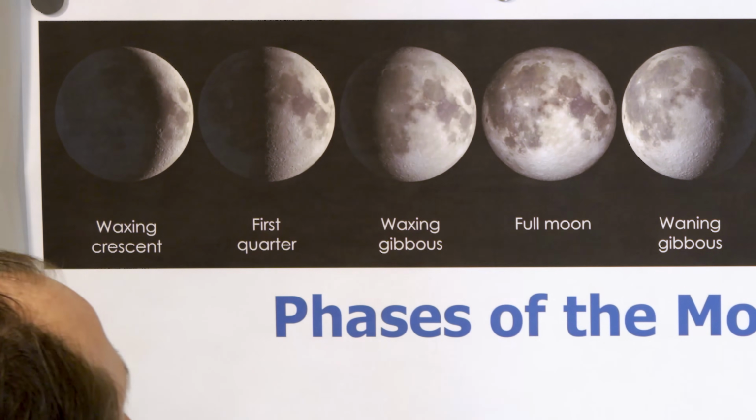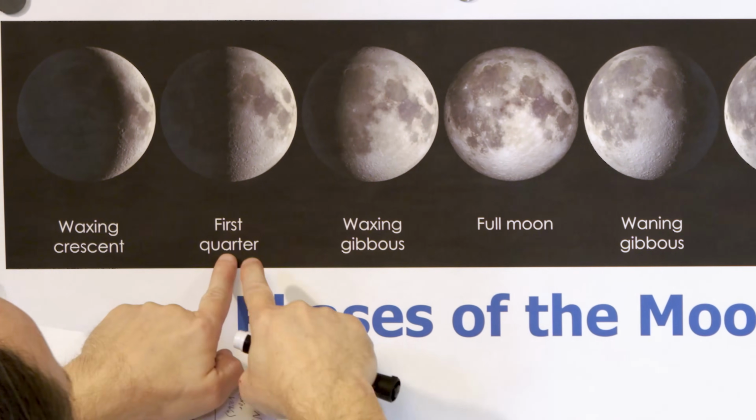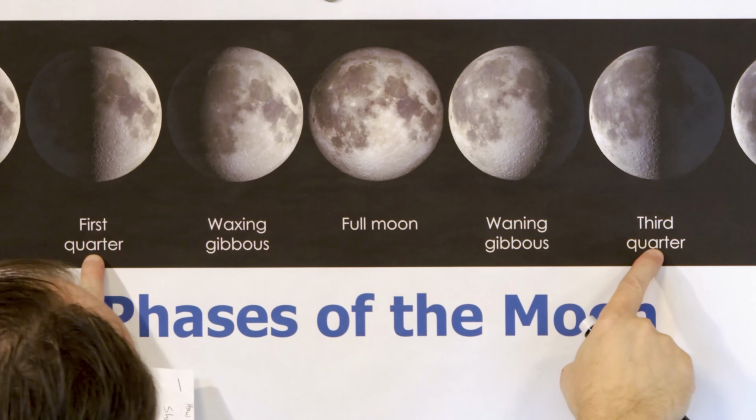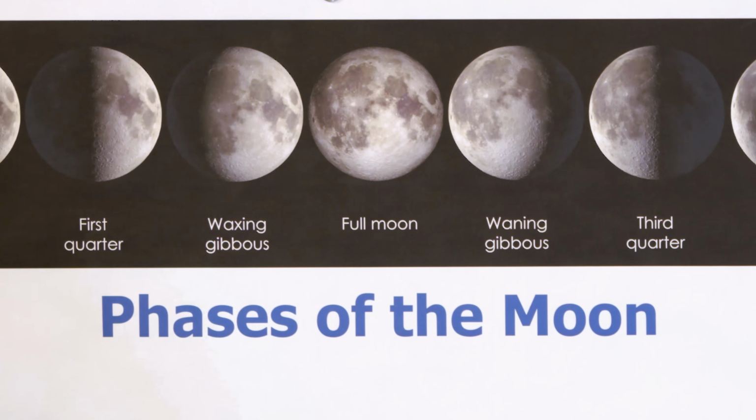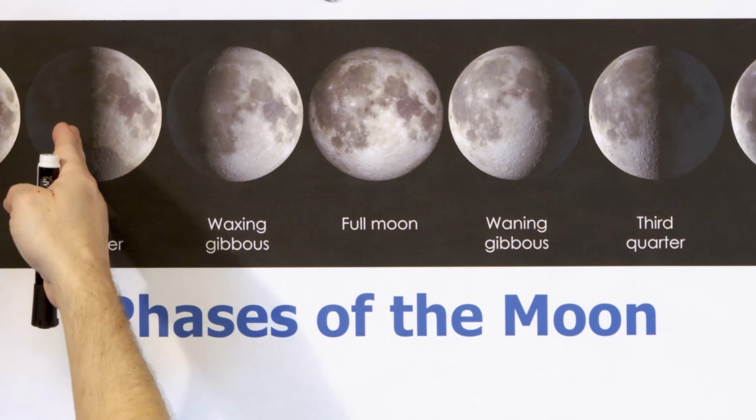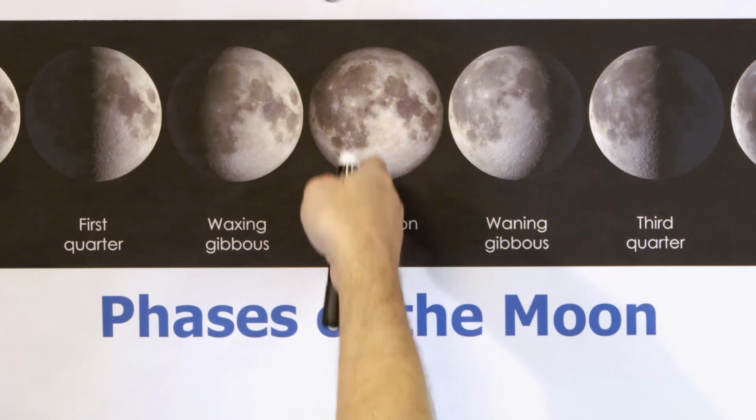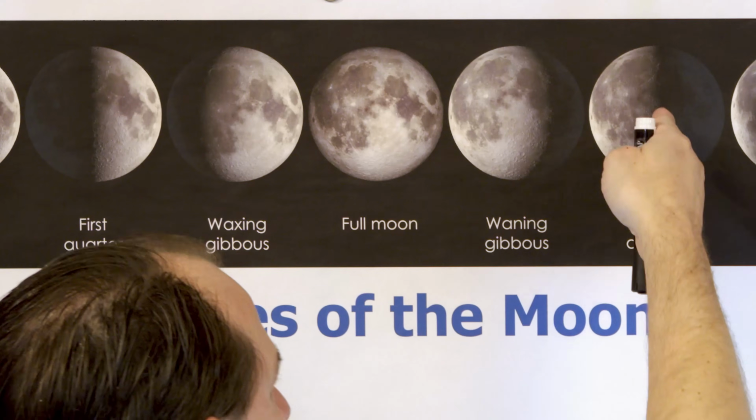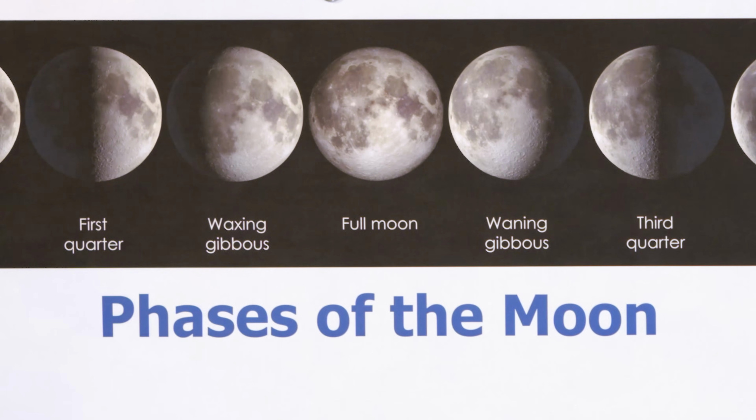We have the full moon in the center, and then we have first quarter and third quarter. We'll talk about why it's a quarter in a second. It appears to be a half moon. The reason we call it a quarter is just because it's a quarter of the way through the cycle. And then this will be halfway through the cycle. And this is the next quarter of the way through the cycle. And then we get all the way through it there.